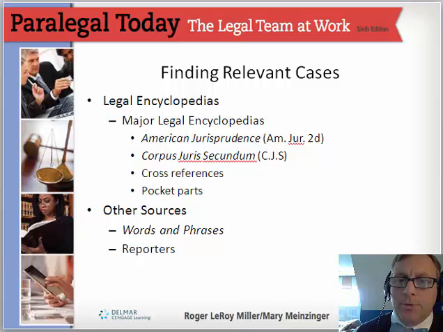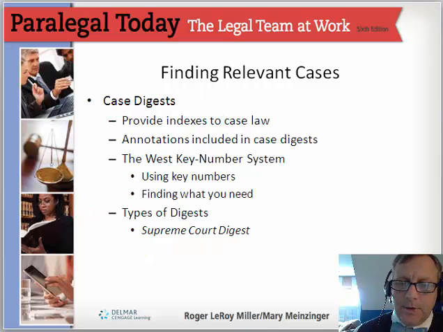American Jurisprudence, second edition, which is commonly referred to as American Jurisprudence 2D, or more briefly AmJur 2D, is an example of a major legal encyclopedia. Digests are produced by various publishers. They're helpful research tools because they provide indexes to case law. They arrange topics alphabetically and provide information to help you locate reference cases, but do not offer the detail found in legal encyclopedias.